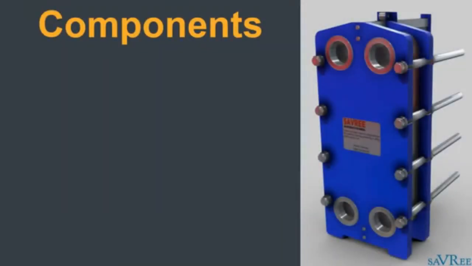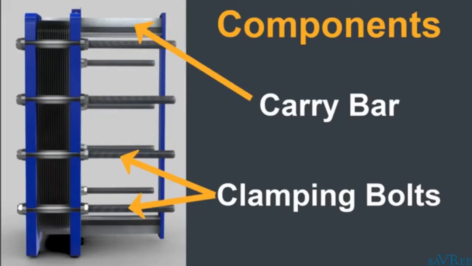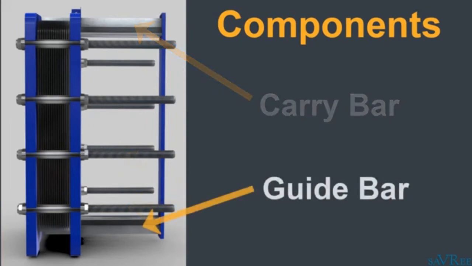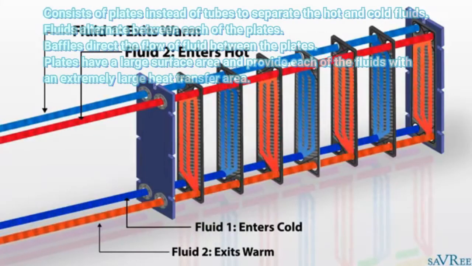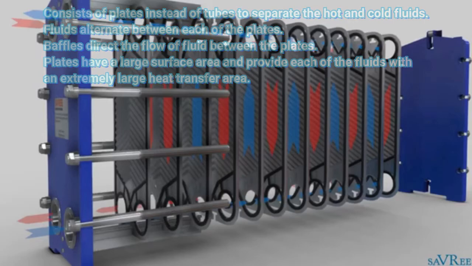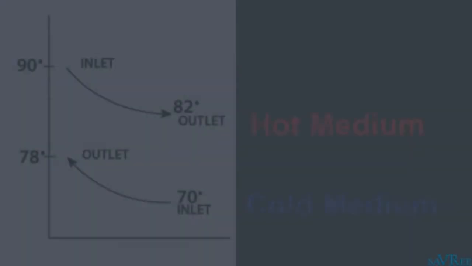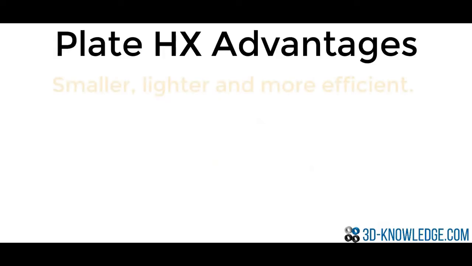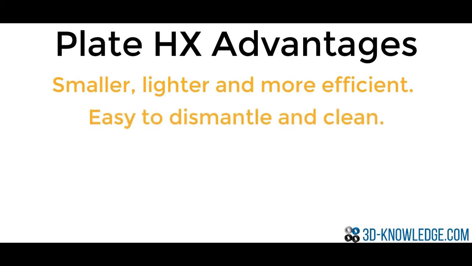Plate heat exchangers have lots of thin metal plates, with a large surface area. It consists of plates instead of tubes to separate the hot and cold fluids. Fluids alternate between each of the plates. Plates have a large surface area, and provide each of the fluids with an extremely large heat transfer area. Advantages and disadvantages of plate heat exchangers.